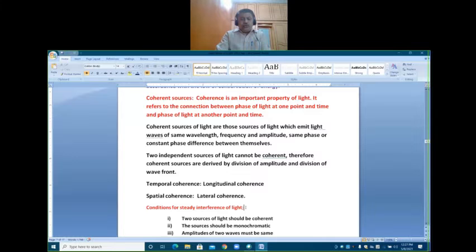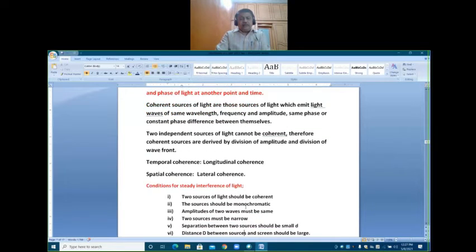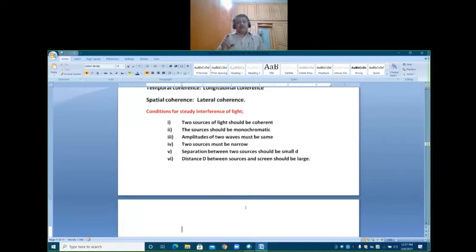Now, to get a stable interference, these are the conditions. What are the conditions for steady interference of light? First, to get interference, the two sources must be coherent, that is, the two sources which are interfering. What we have said is that two waves overlap and produce an interference pattern. If a crest falls on a crest or a trough falls on a trough, it is constructive. If a crest and trough cross, then it is destructive.